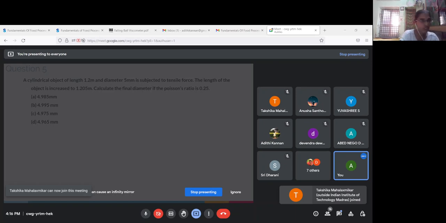So the formula to this is Poisson's ratio is equal to delta D by D, the whole divided by delta L by L. So delta D by D is your transverse strain. Delta L by L is axial strain.